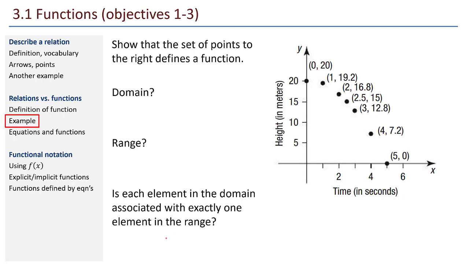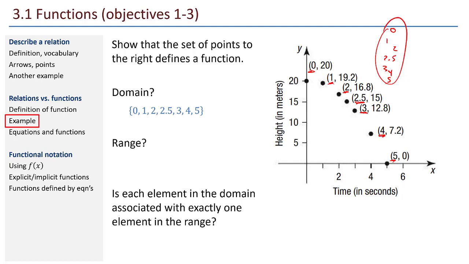All right, so how about the domain? The domain is all the stuff that appears first in those ordered pairs. So the domain is this set: 0, 1, 2, 2.5, 3, 4, and 5. If I were to draw an arrow diagram, those are the numbers that would appear on the left. I might as well do it. I started already. 0, 1, 2, 2.5, 3, 4, 5.